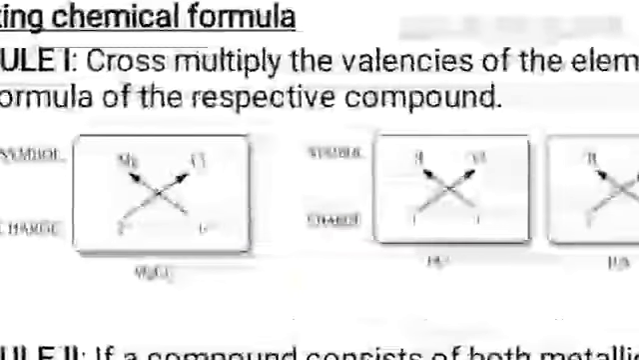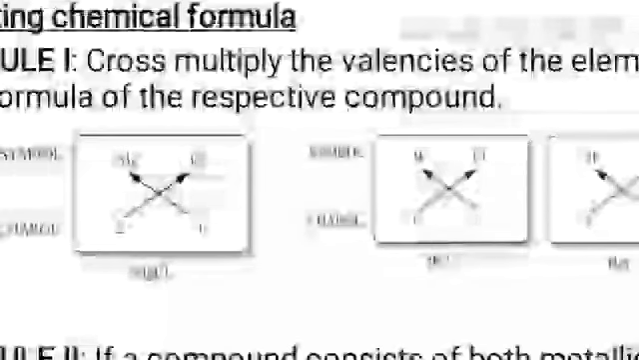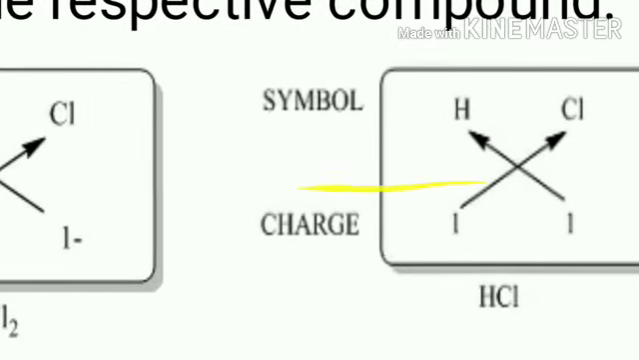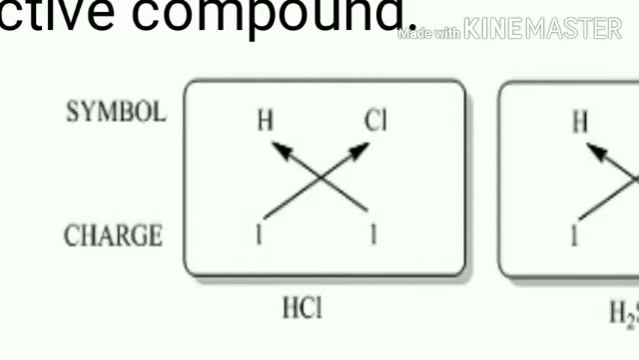For example, for Mg, the valency of magnesium is +2 and the valency of chlorine is -1. After the cross multiply, MgCl2, Mg contains 1 and Cl contains 2. That is the chemical formula according to rule number one. Look at another example. Valency of hydrogen is 1, valency of chlorine is 1. After the cross multiply, the formula is H1Cl1. The 1 is not necessary, so we write HCl.